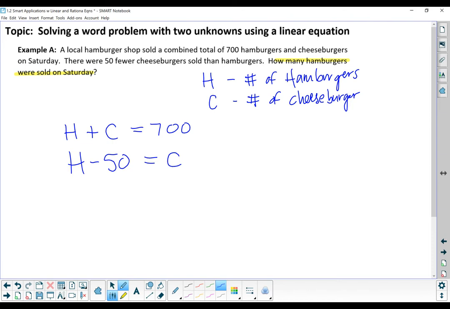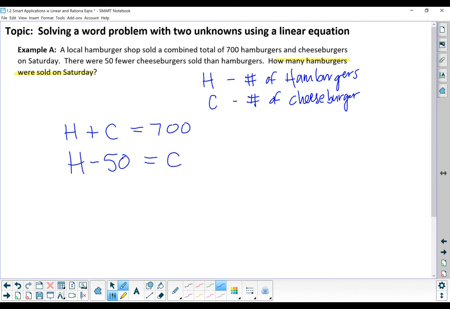Sometimes when it's a less than or a fewer sentence, it's a little bit tricky. Is it H minus 50 or is it C minus 50? I would write your equation the way you think it is and then read the sentence again and see if your equation makes sense for the sentence. There were 50 fewer cheeseburgers. So this number has to be less. So subtracting 50 from H seems like it's going to work out.